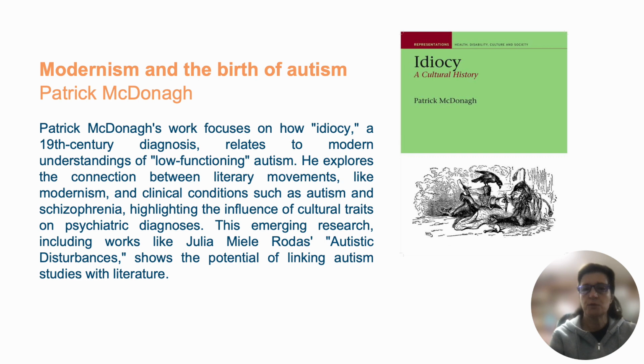Patrick McDonagh's research explores how the diagnosis of idiocy in the 19th century relates to modern understandings of autism. He draws connections between literary movements like modernism and psychiatric diagnosis, showing how cultural contexts shape our understanding of mental health. Other authors like Julia Miele Rodas highlight the potential of linking autism studies with literary analysis. This emerging research area explores how autism is represented in literature and how these representations influence both public perception and the lived experiences of autistic individuals.